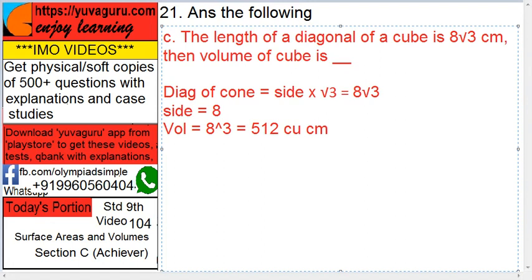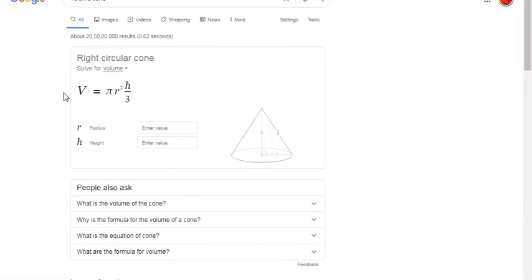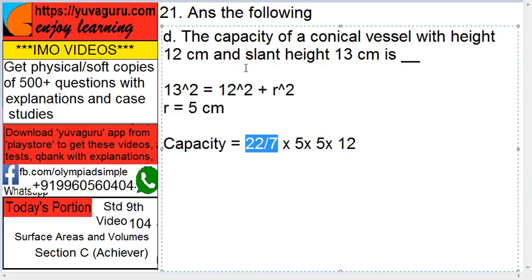Okay, let's move ahead. Next, the capacity of a conical vessel with height 12 centimeters and slant height 13 centimeters is. Capacity means volume. The formula is pi r square h upon 3 for a cone. Now you know the height and you know the slant height. So by Pythagoras theorem you can find r. So 13 square equals 12 square plus r square, Pythagoras. So solve this. 169 minus 144, subtract, 25, r square is 25, r equals 5.